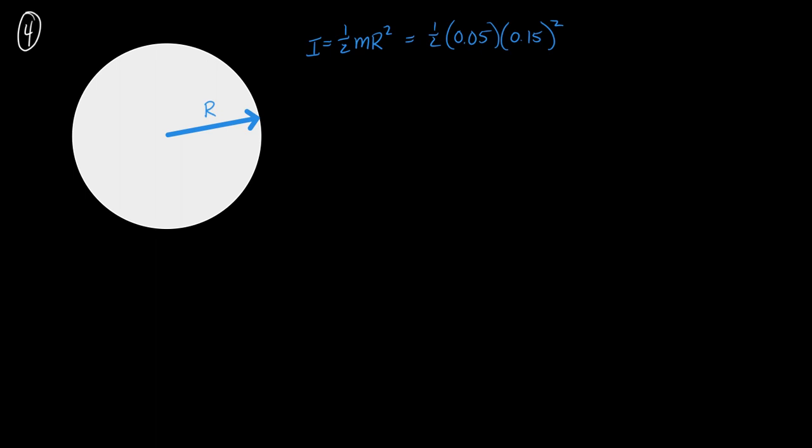Diameter, that would be 0.15. It should be the... Oh, it's the diameter? Yeah. Even smaller. Alrighty. So 0.075, even smaller. All right, so 0.5 times 0.05 times 0.075 squared. Wow, that's small. All right, 1.41 times 10 to the negative 4 kilogram meters squared.